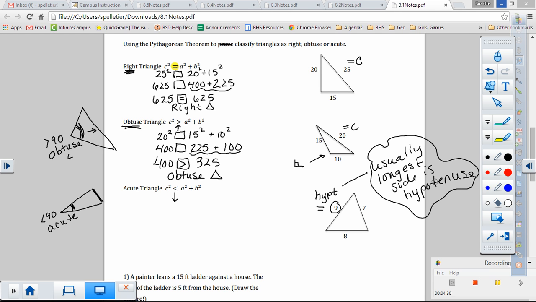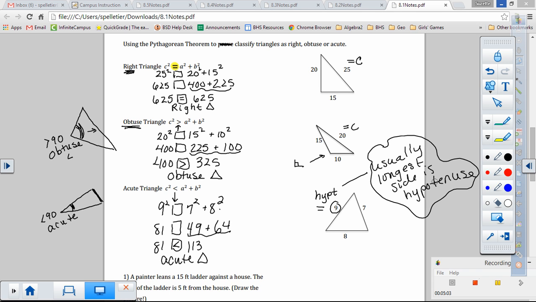So 9 squared, I'm putting that in place of my hypotenuse. And then my other legs are 7 squared plus 8 squared. So 9 squared is 81, 7 squared is 49, 8 squared is 64. So 81, and then add 49 and 64, and we get 113. So 81 is less than 113. Less than means acute triangle.